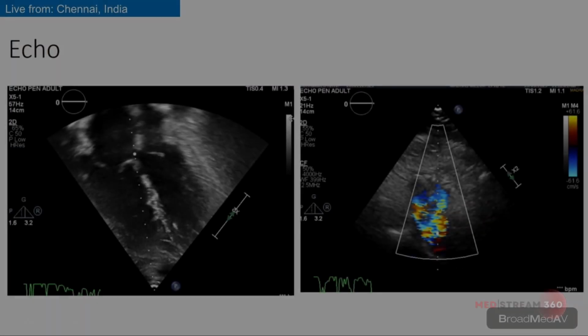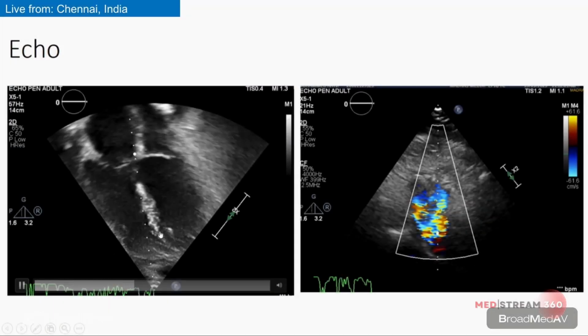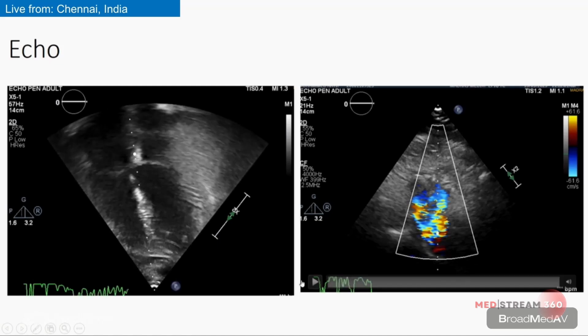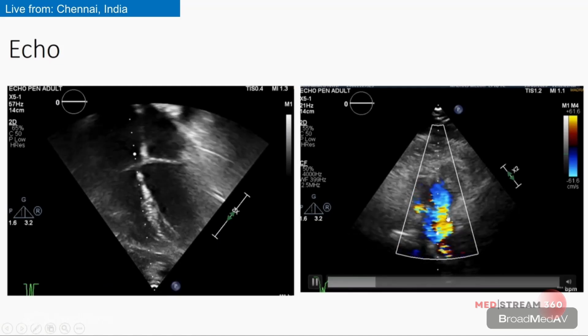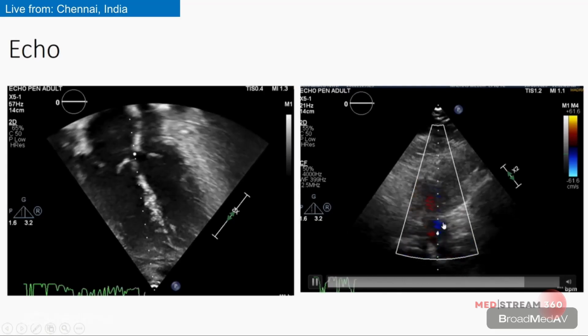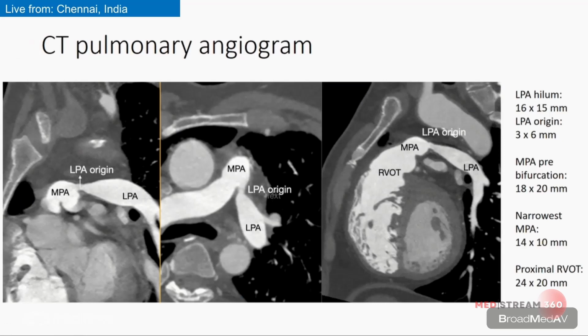This is the echocardiography. Here we can see that the right ventricle is quite significantly dilated compared to the left ventricle, and this is the RVOT. The images are not very good, so I will show the CT images in subsequent slides.